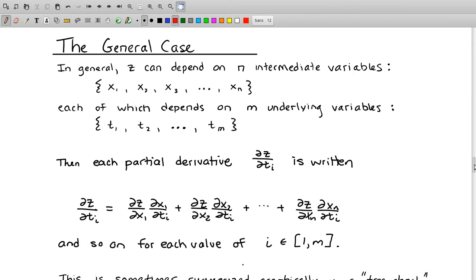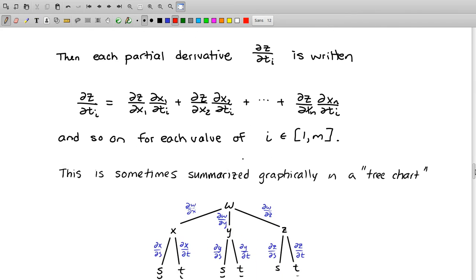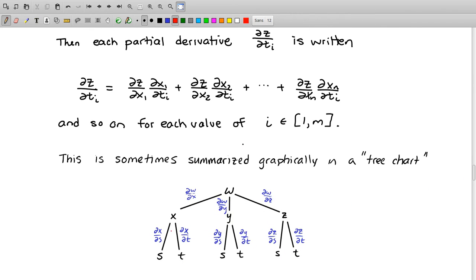And indeed, let's talk about the general case. You might encounter problems where there are more than 2 intermediate variables, or where there are more than 2 underlying variables. You might have 4 intermediate with 3 underlying or something, and then you want to know, how do I compute the partial derivative? And really, it's these tree charts again.